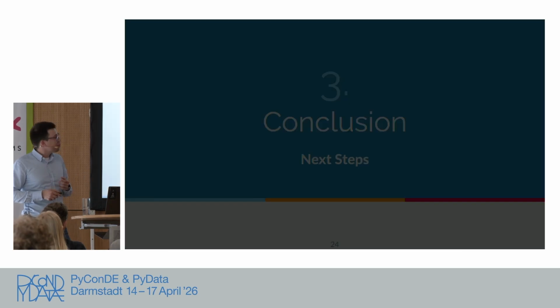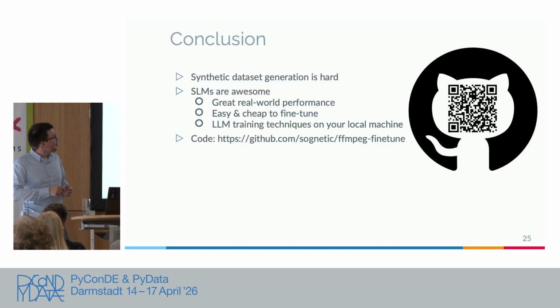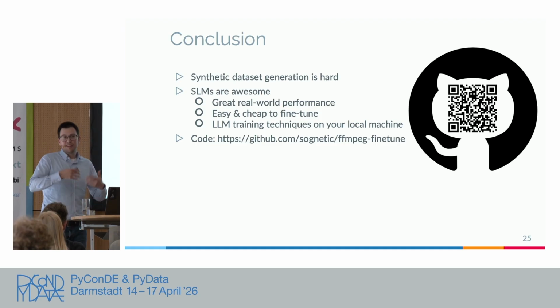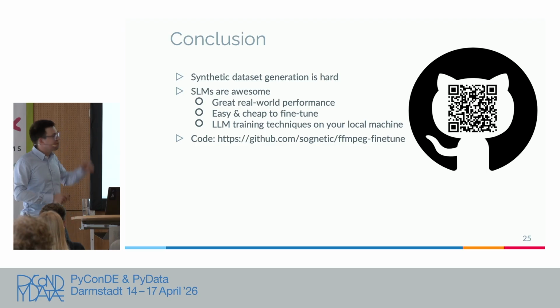So if you want to check that out, you can find it under this QR code here. You can just see what this FFmpeg fine-tuned project is. And maybe that encourages you to also start something using one of these small language models. Because I think there really is an opportunity to take your domain expertise, your specific domain problem, and put that into some small language model. And that's kind of it.